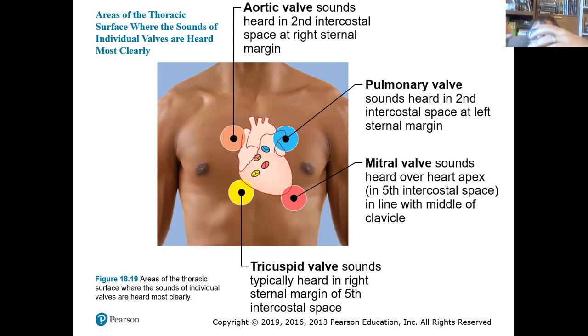Yes, but remember the heart is rotated slightly. The right side is forward and shifted to the left, and the left side is back and to the right. So yeah, it's the rotation that messes things up. It's the rotation that makes things seem odd. But trust the picture, know the picture.